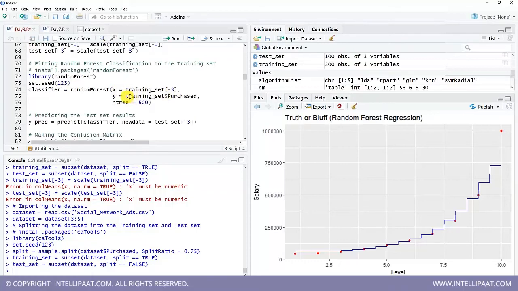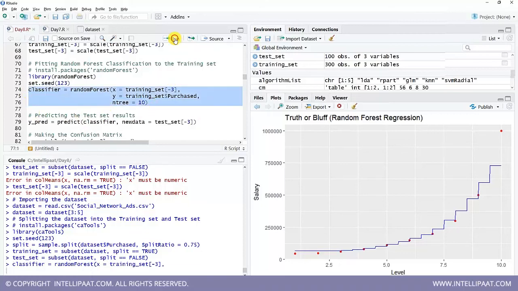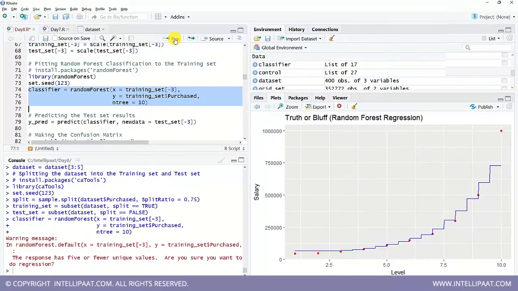And the y part, we have said this is a vector again, training set $purchase. So this is the vector. And how many trees are we trying to use now? 500 trees. Maybe we'll start off with 10 and scale it up as we go by. So 10 trees we try to use. Random forest training purchase: the response has 5 fewer unique values. Are you sure you want to do regression?